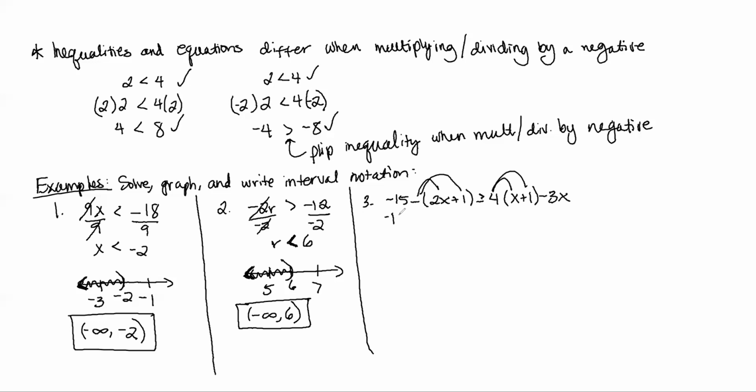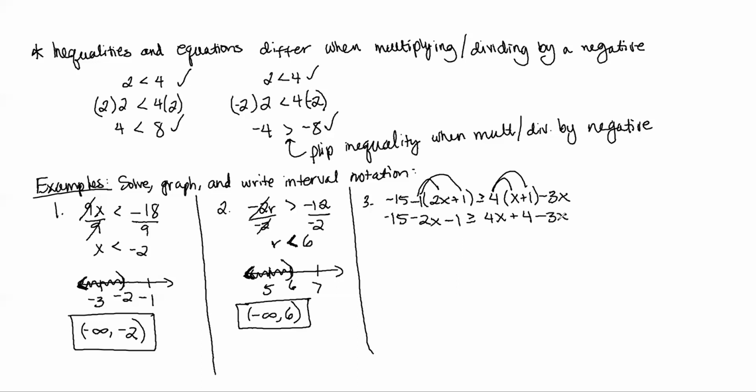So leave negative 15. We're distributing a negative 1. So negative 1 times 2x is negative 2x. Negative 1 times 1 is negative 1. Greater than or equal to 4 times x is 4x. 4 times 1 is 4, so plus 4. Minus 3x.